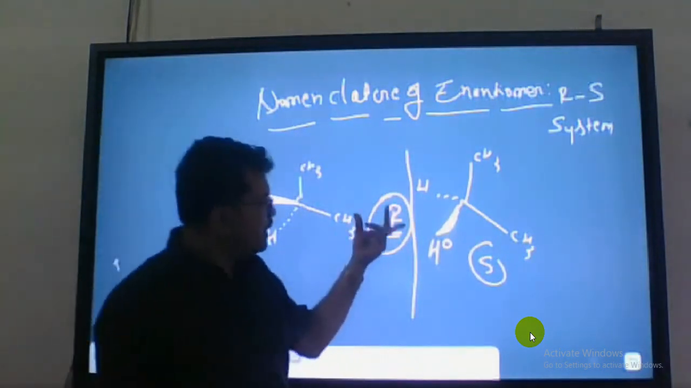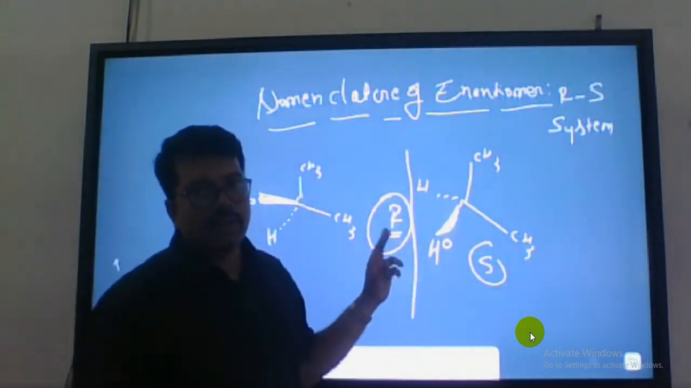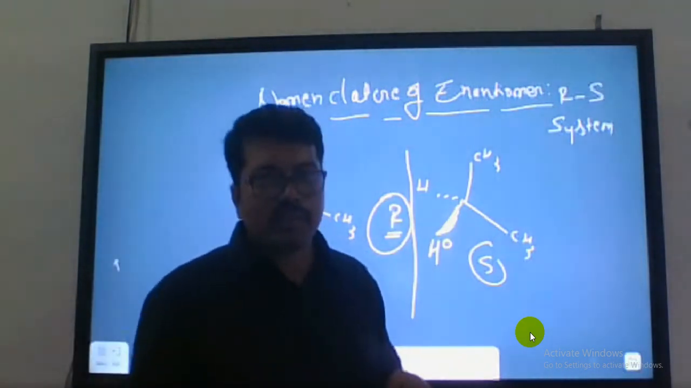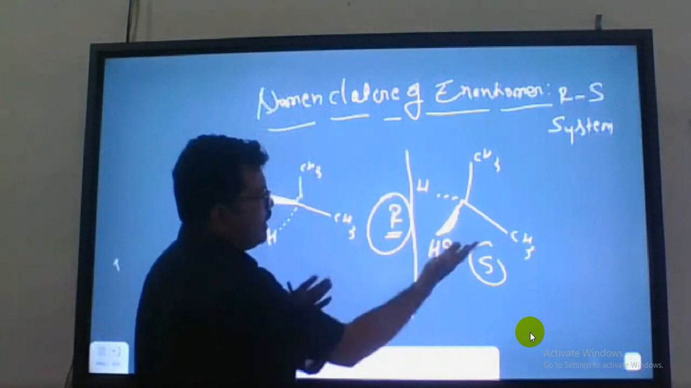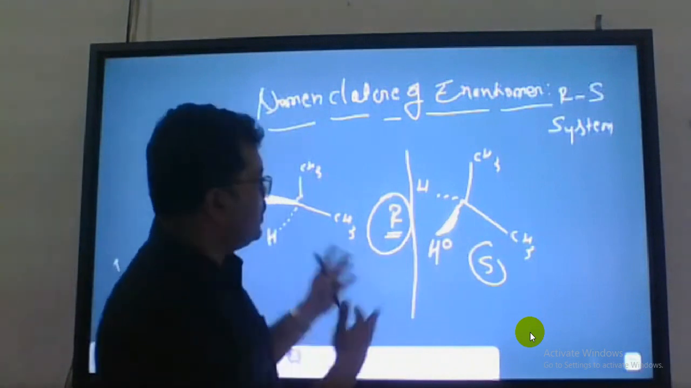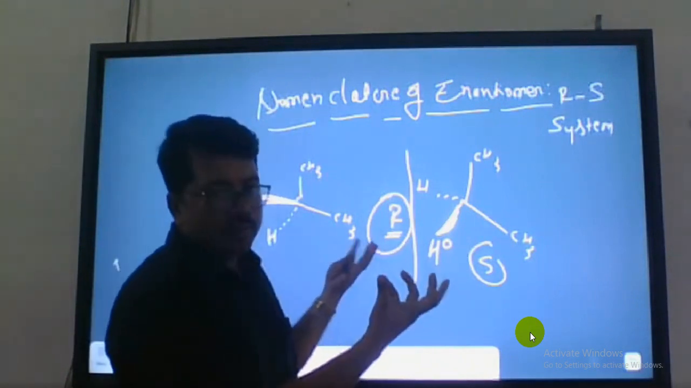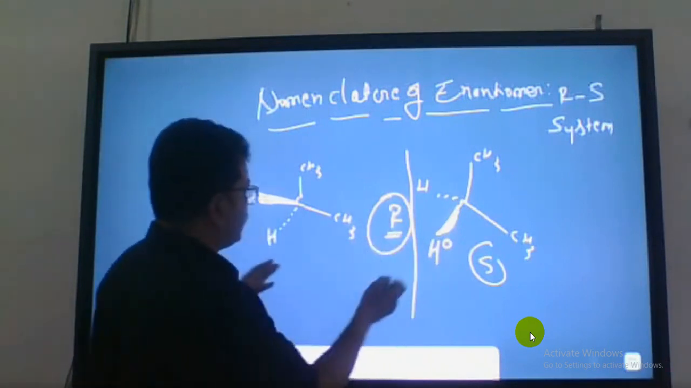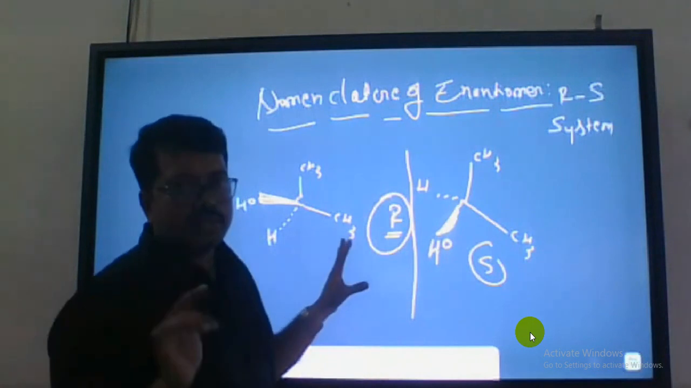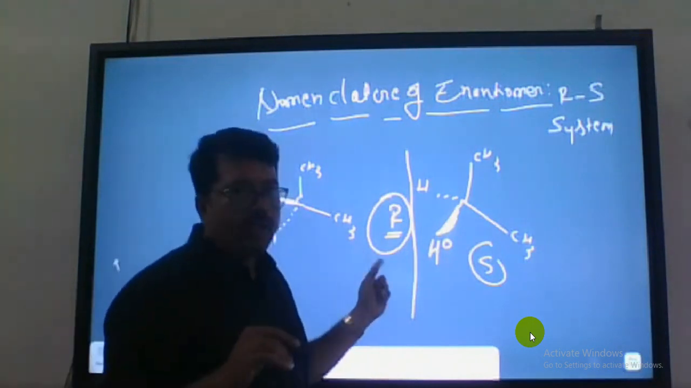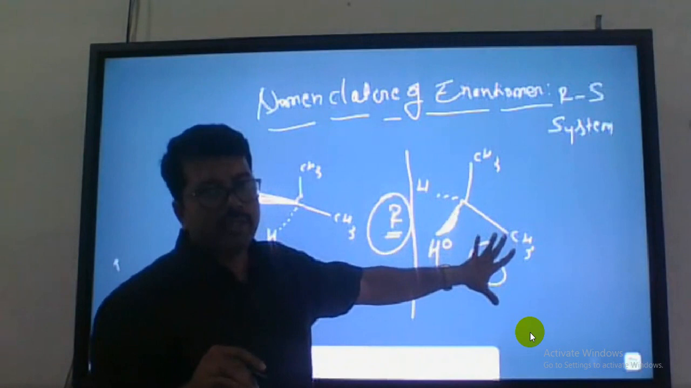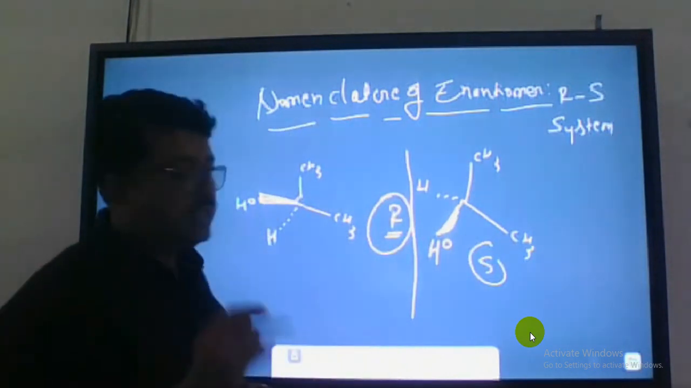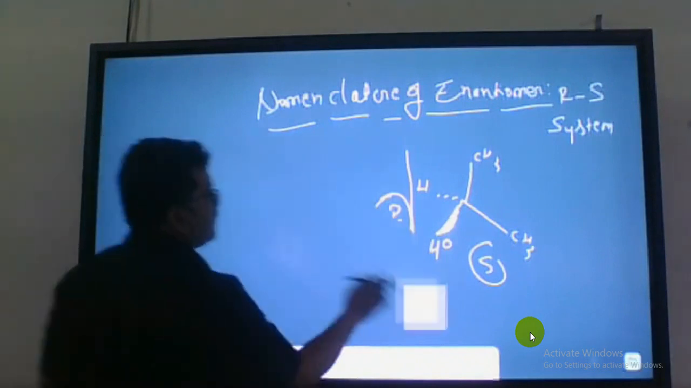I will tell you how to assign R and S configuration. One is R and the other is S. How to assign this R and S configuration for enantiomers? You know enantiomers are mirror images but not superimposable, but you have to name them by RS nomenclature. If one enantiomer is R, the other must be S. So that is the nomenclature of enantiomers. Now what are the steps? The steps are very important.